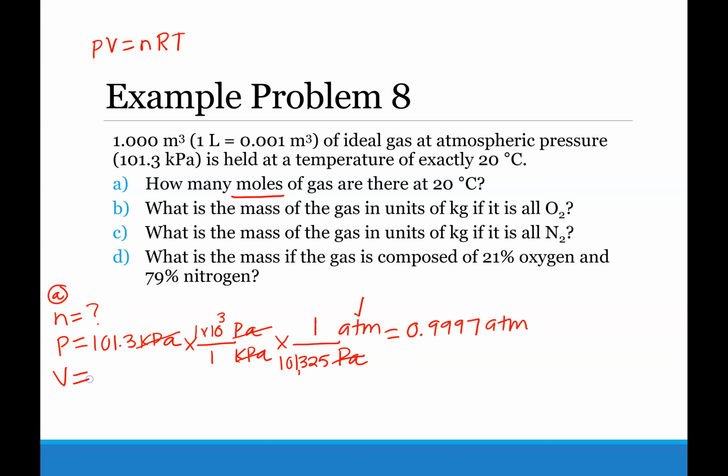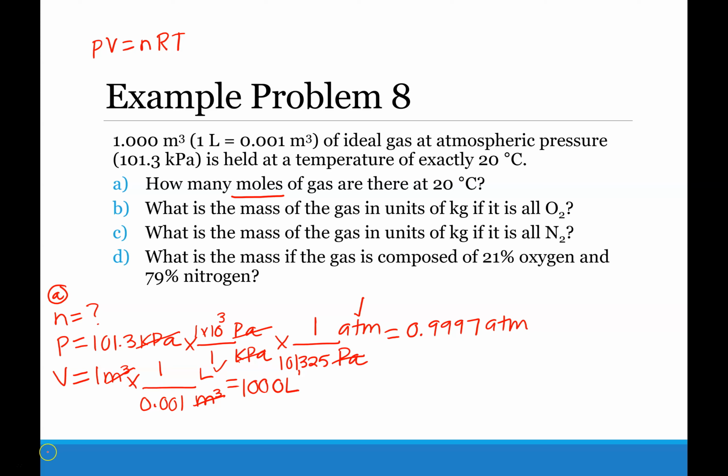Volume is a really simple conversion. They give it to you here. So you're in 1 cubic meter, and we need to be in liters. So cubic meters to liters, they tell you that in 1 liter, there is 0.001 cubic meter. And so that cancels, and you're left in units of liters. So in your calculator, 1 divided by 0.001 should be 1,000 liters. And that's done. N is what we're looking for, so we're not going to do anything for that.